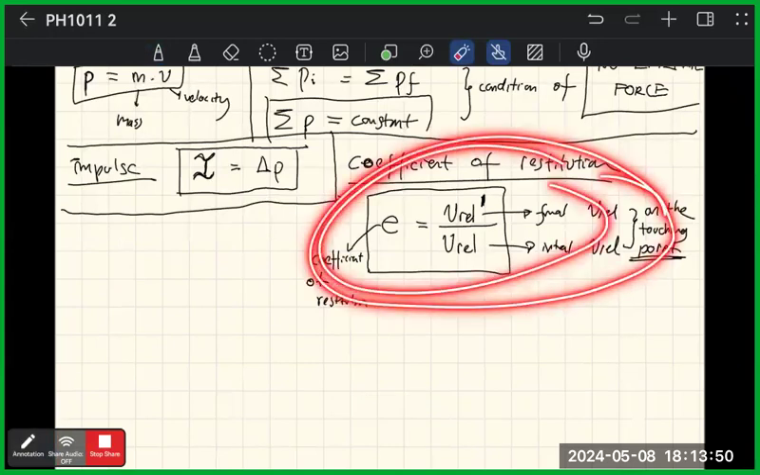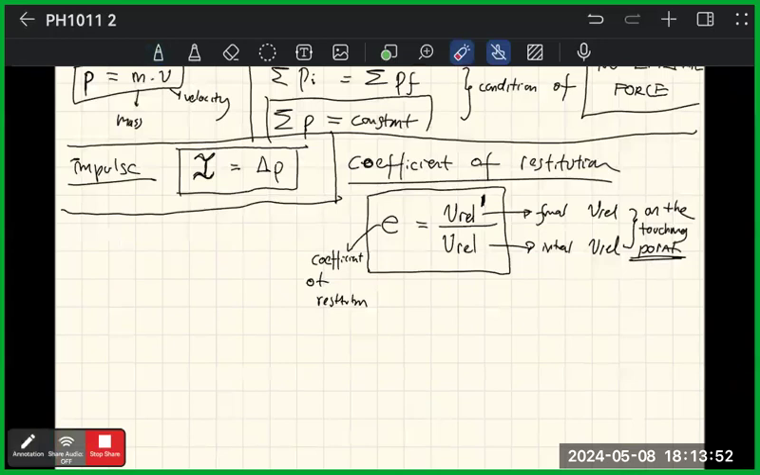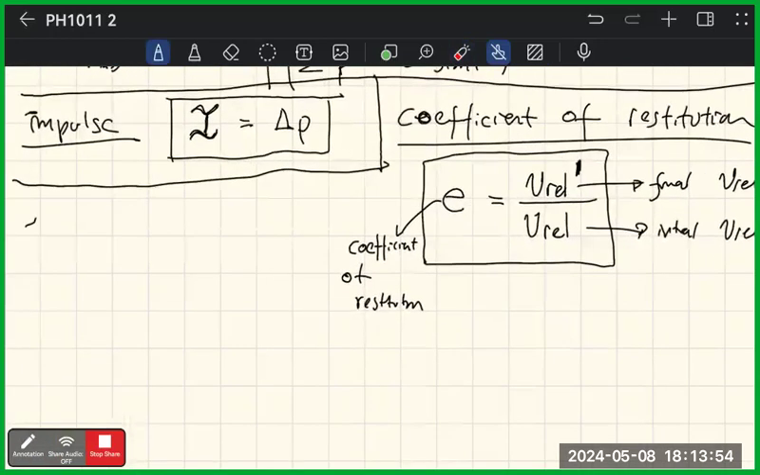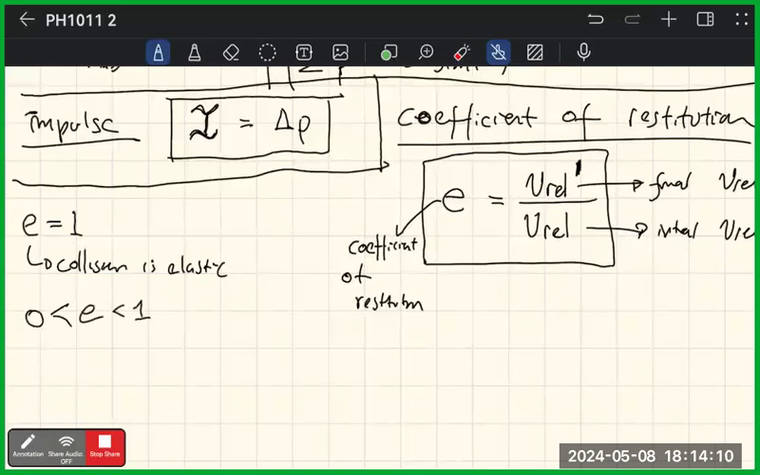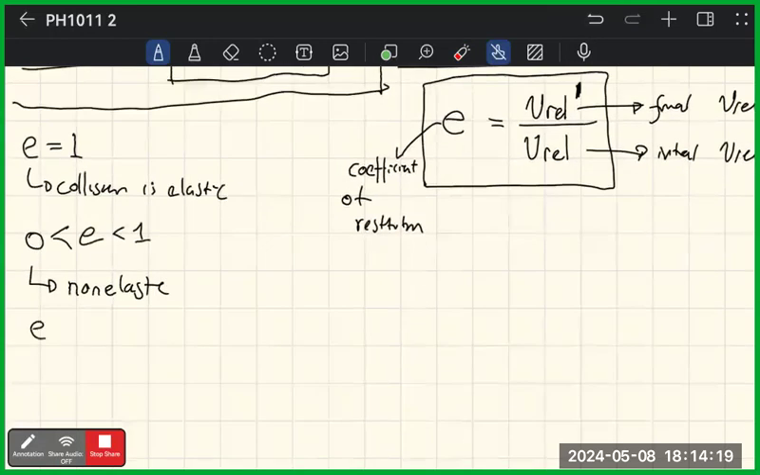We'll touch on this later on, but when e equals 1, that means the collision is elastic. If it's not elastic, it will be less than 1, but it will always be bigger than 0 in non-elastic collisions. But if e equals 0, it's completely inelastic.